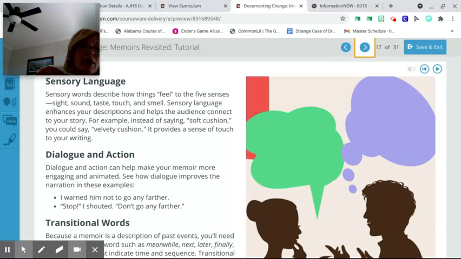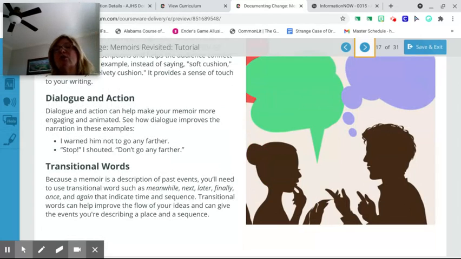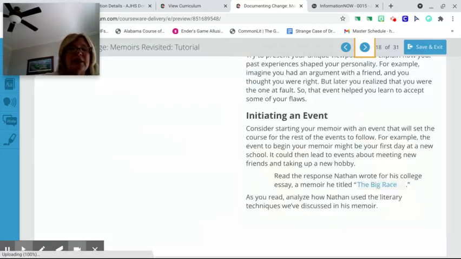Of course, at the bottom here, we're looking at transitional words and why are those important to a memoir? Usually you're talking about past events. So you're going to want to use transition words like meanwhile and next and later, because you're establishing that time frame, what happened first and what happened next. And it helps with the flow of ideas.